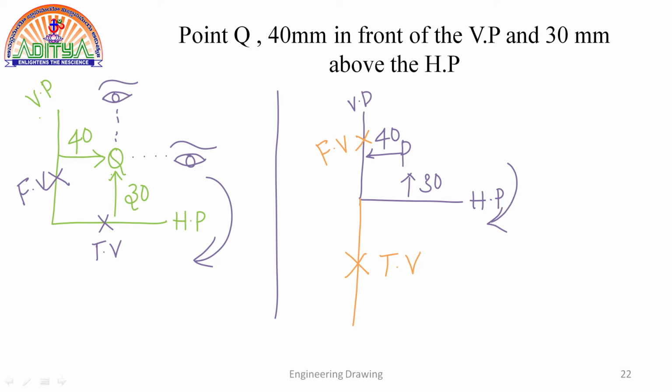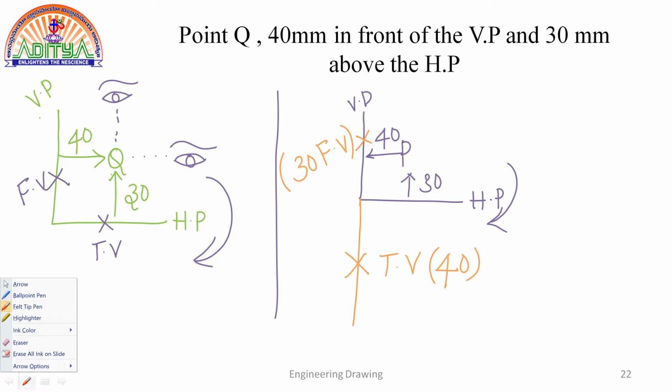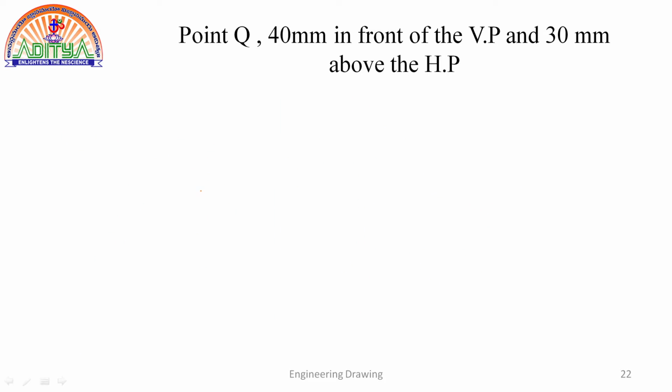When you are seeing from the front view, which distance is visible? This 30 is visible. So it is 30. From the front view you can see 30 and from the top view you can see 40. So with these dimensions we are going to draw our final solution. See, draw the reference line XY, and above it we get 30 mm. So as this is the front view, it is denoted with small q dash.